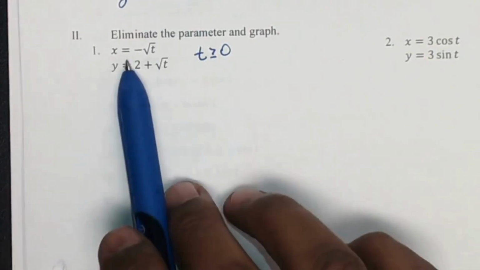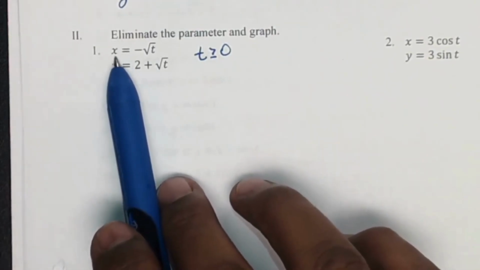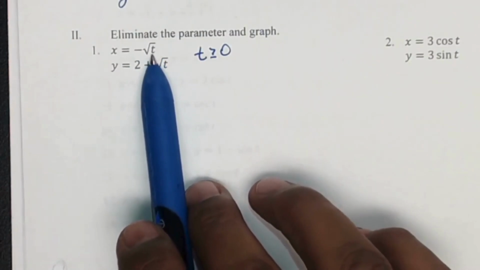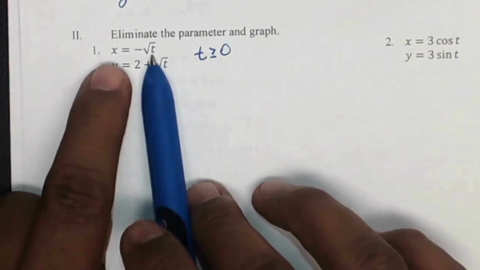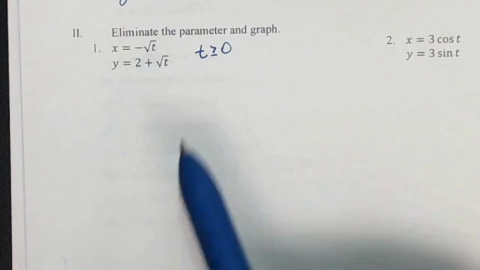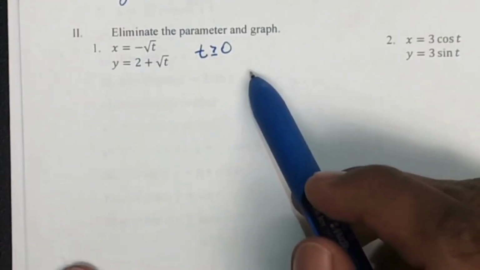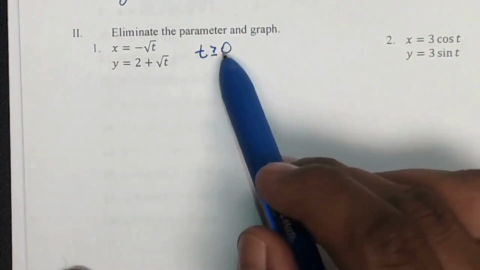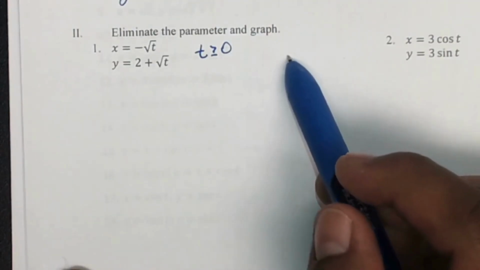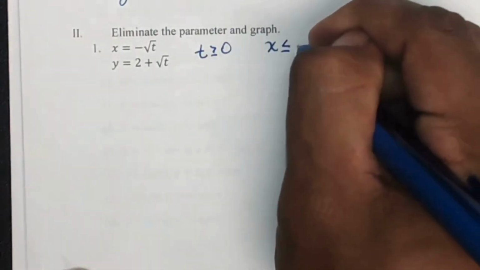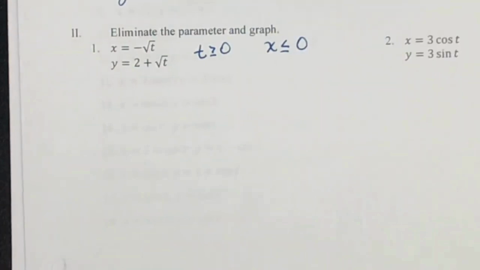So let's think about our x's first. For negative root t, you have to be very careful here. What I want to do is think about the graph of this. If it's negative root t, that means that all of our output values are negative. So if I'm plugging in any values of t that are greater than or equal to 0, then all of my outputs are going to be negative. So that means my x's are going to be restricted to everything less than or equal to 0.